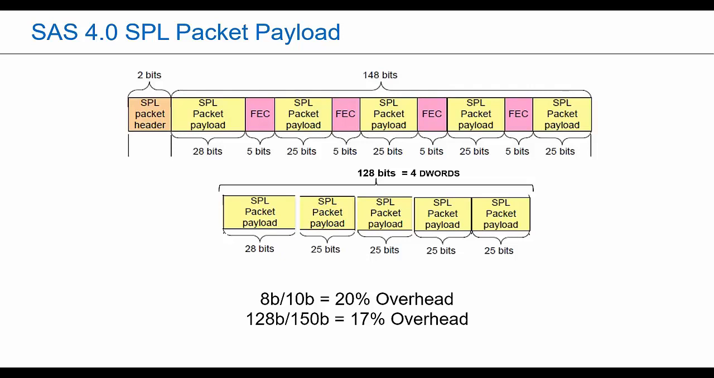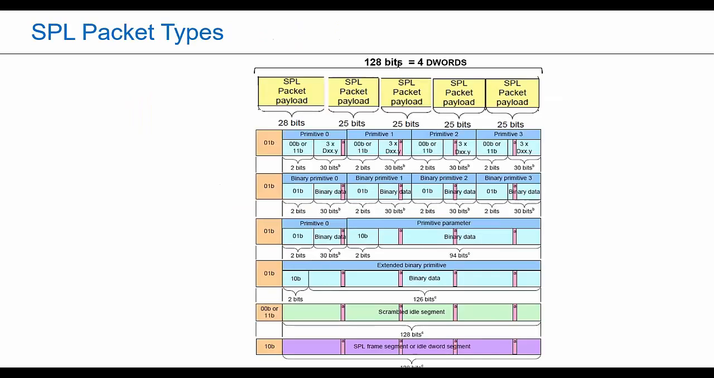So what's the point of all this? These packet mode structures are primarily to reduce overhead. AP10B has 20% overhead, now reduced to 17% in SAS 4. This graphic is right out of the spec, and I found this to be pretty helpful in understanding how the different packet types are going to appear on the wire in SAS 4. It defines 6 different SPL packets.